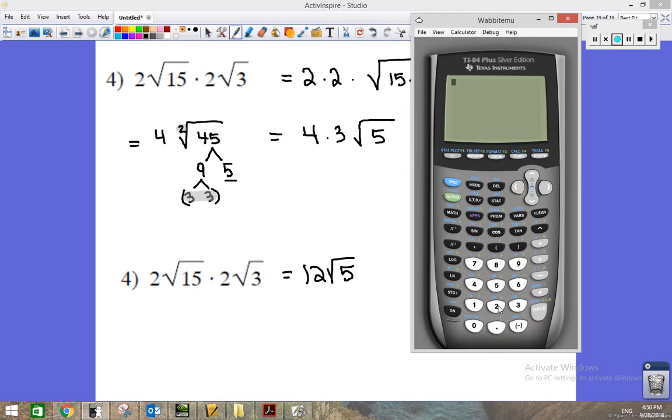On the left-hand side, I have 2 times radical 15, times 2 times radical 3. I get a decimal number of 26.83. Let's check the 12 times radical 5. 12 times radical 5. Calculator understands that's implied multiplication. Same decimal number. Pretty confident this is the correct answer.